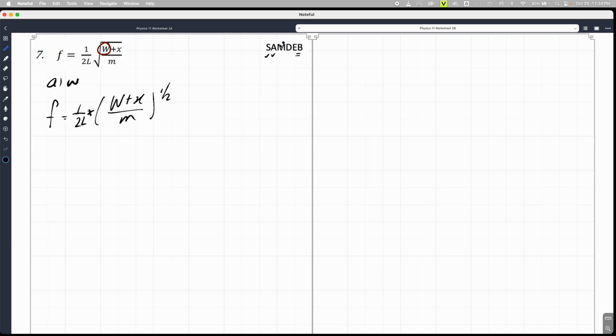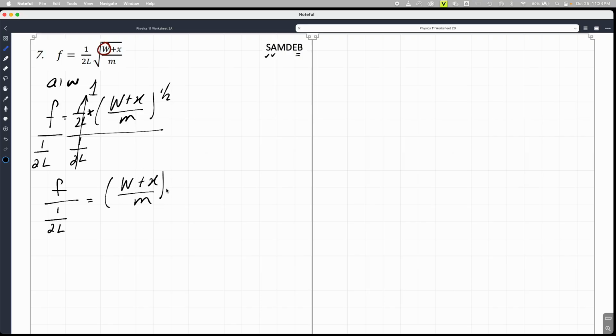So that's this step here. To remove the 1 over 2L, we're going to divide by 1 over 2L. And that's going to be 1. In order to keep our equal sign, we need to divide the other side by 1 over 2L. And now what we have is F over 1 over 2L equals bracket W plus X over M, to the 1/2.